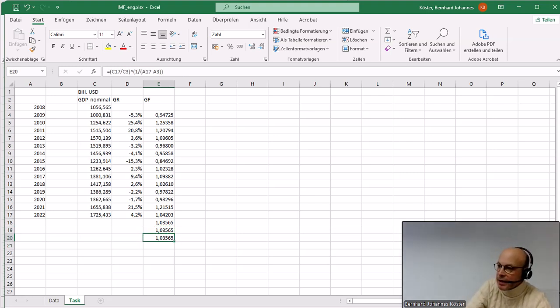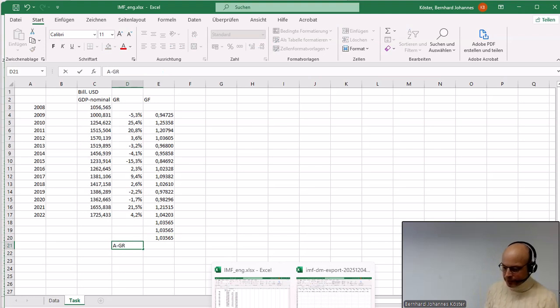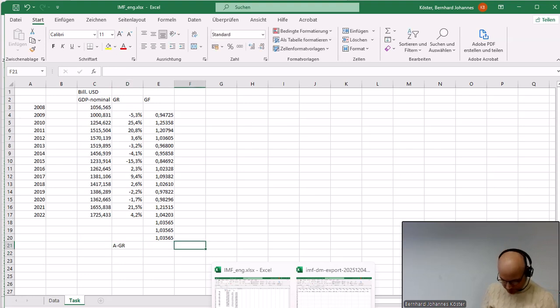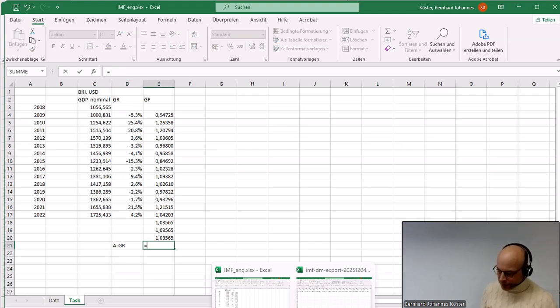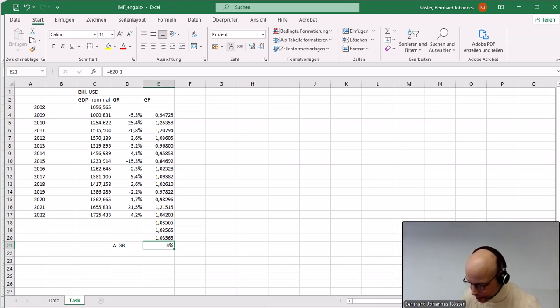So this would be then the average growth factor per year, but I want to have the average growth rate, and then I redo what I have done at first. Growth factor minus 1 is the growth rate. So the real average growth rate is growth factor minus 1, and let's take this also in percentage.